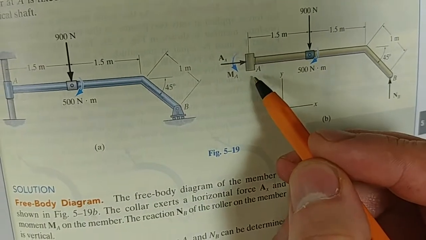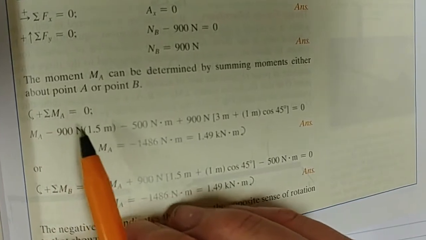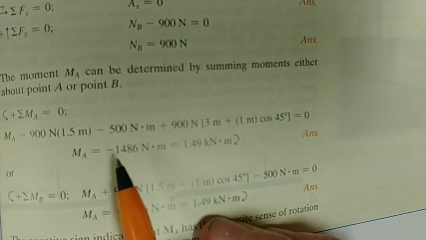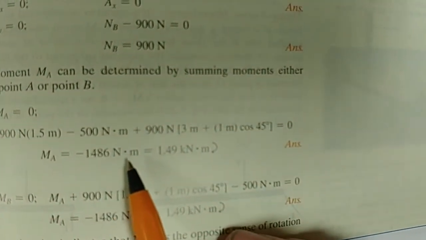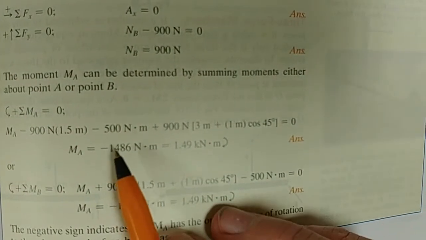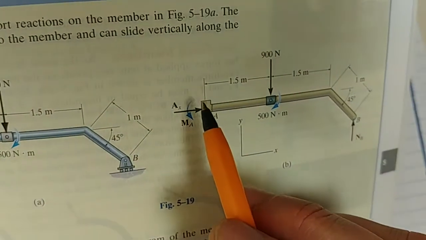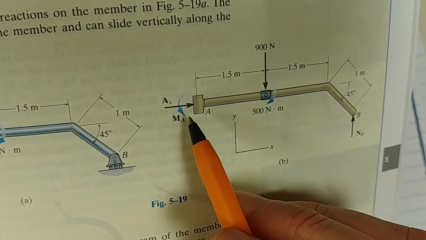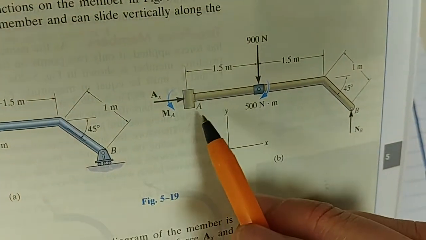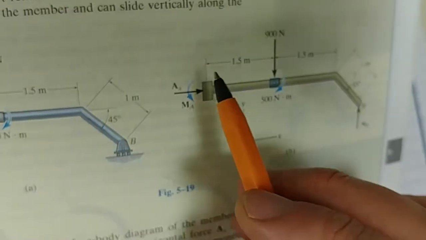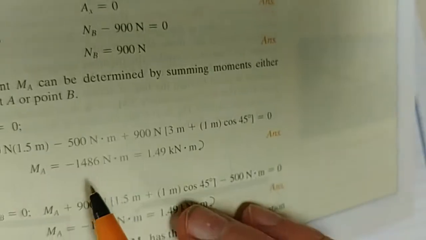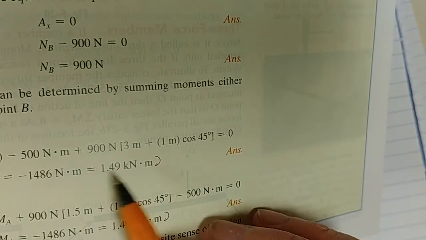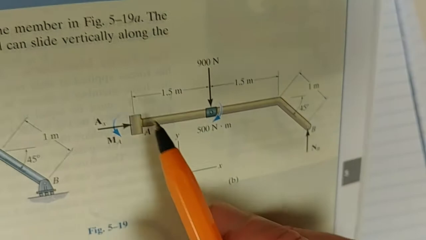Just put them in. And what you see here is when they solve for MA, they get MA is minus 1486 Newton, right? Do you see that? Minus. That means that the direction that we chose is wrong. It should be clockwise. So we chose an anti-clockwise moment direction, and we got a negative, which means actually it's a clockwise moment. So that is the wrong direction. It should be clockwise. Does it make sense?